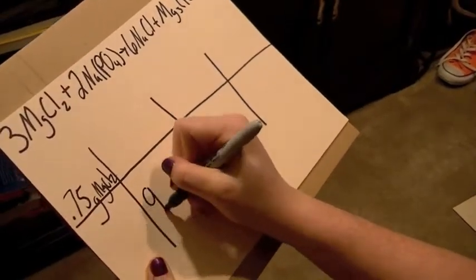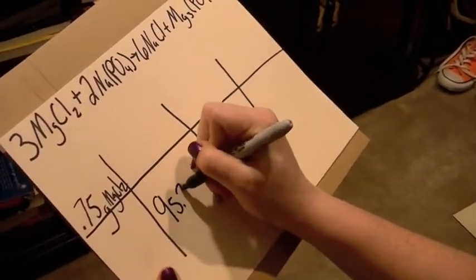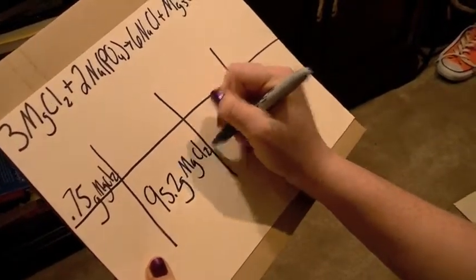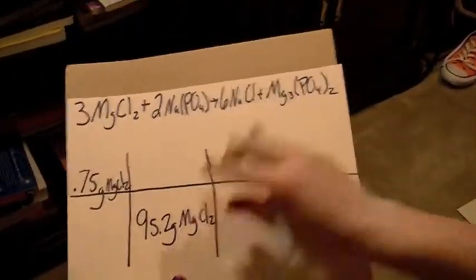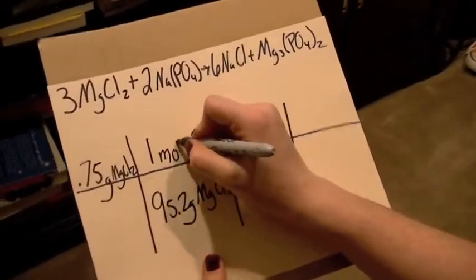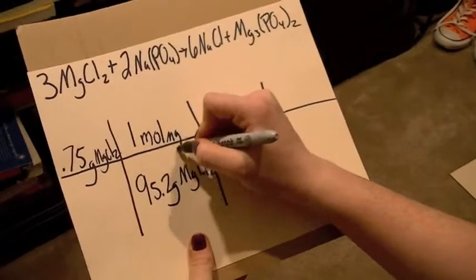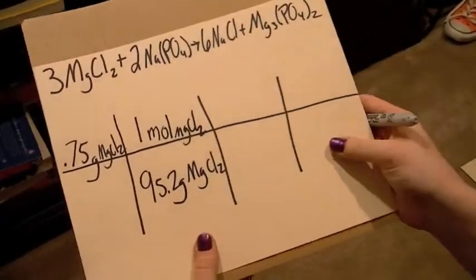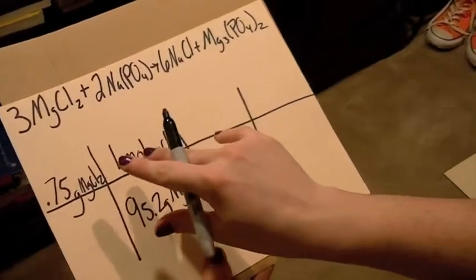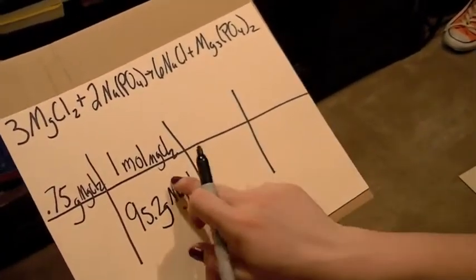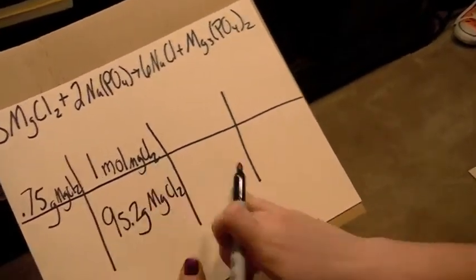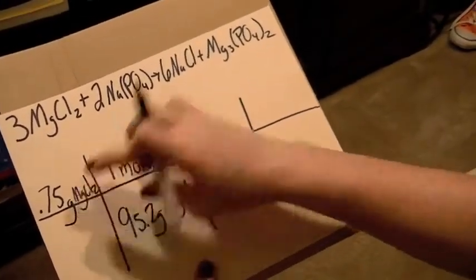So we're going to put 95.2 grams of magnesium chloride there. And then we're going to put 1 mole on top to cancel it out of magnesium chloride. Next, we're going to take the molar ratio of the 2 substances in the next bracket. And because we have magnesium chloride on the top, we have to put it on the bottom again to cancel out, just like we did here with the moles and the grams.